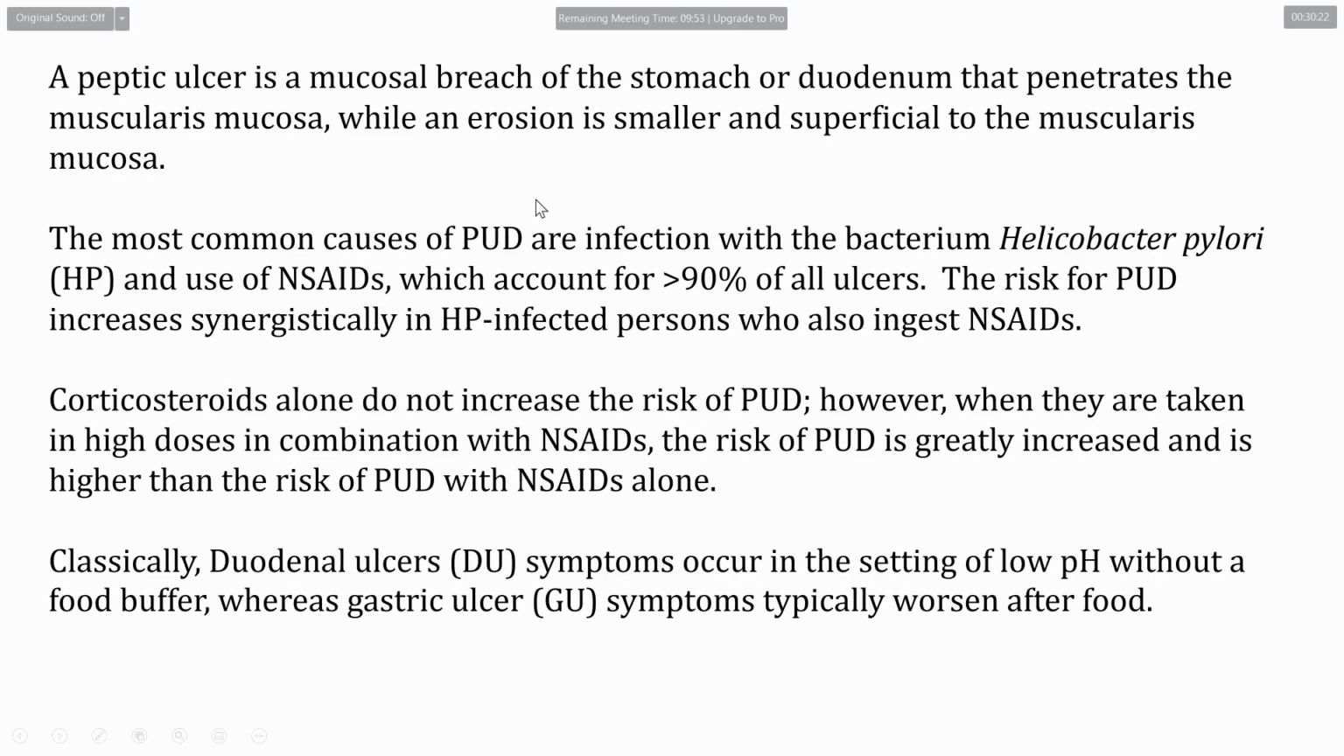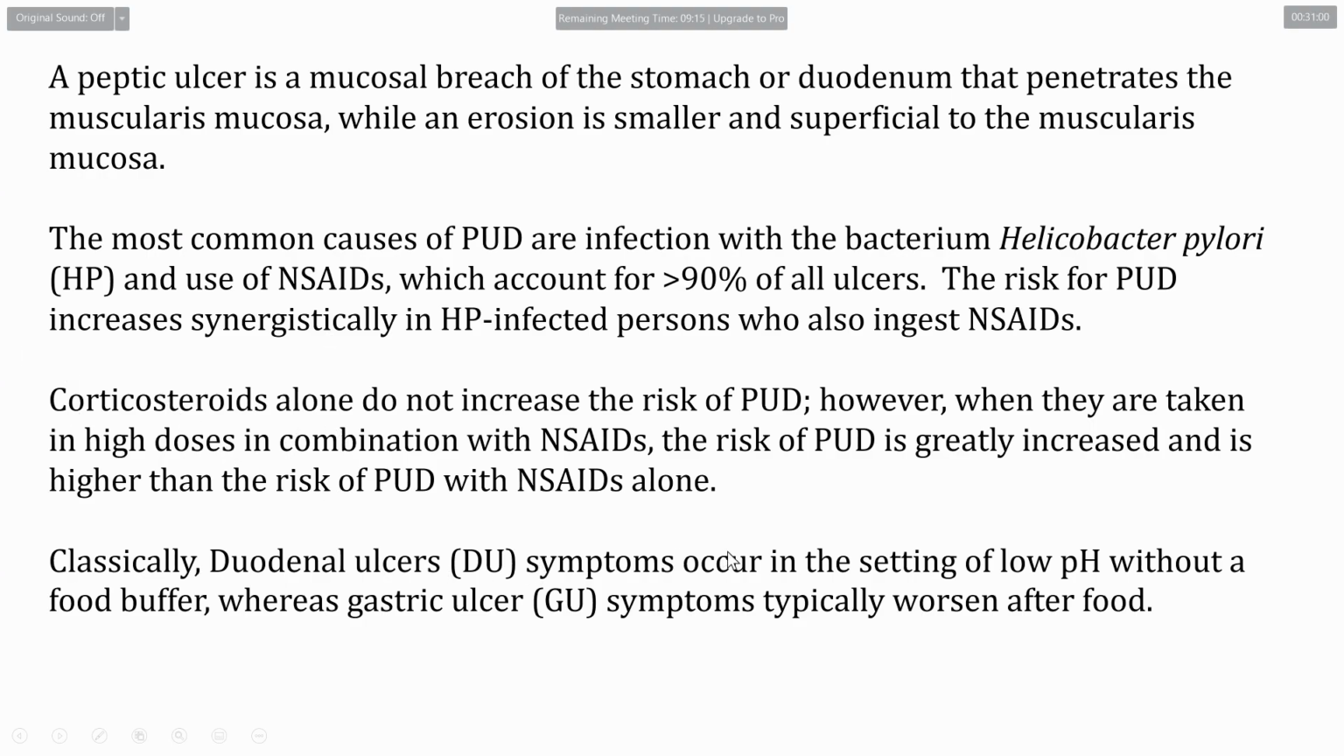The most common causes of peptic ulcer disease are a combination of H. pylori and nonsteroidals. Nonsteroidals include the classical nonsteroidals, aspirin, and Plavix. Diclofenac is also an ulcerating medicine. And don't forget steroids, okay? Steroids alone do not increase the risk of peptic ulcer disease. However, when they are taken in high doses, sometimes in combinations, the risk of peptic ulcer disease is greater. If you take steroids in high doses, you can still cause peptic ulcer disease.